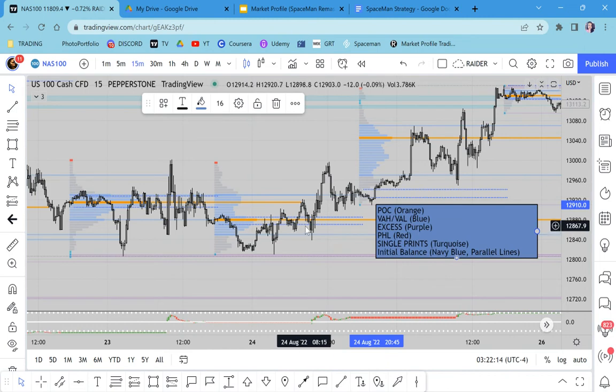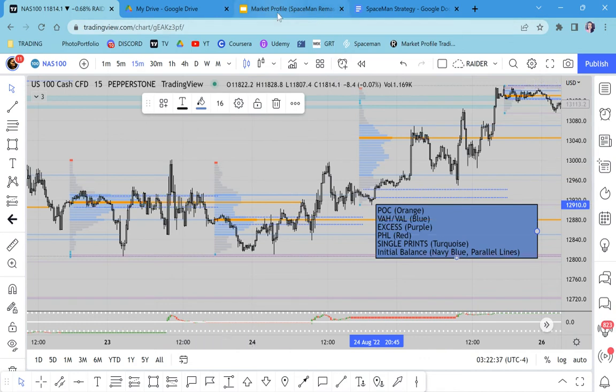We're going to look at the 23rd and the 24th. Yet again, here's value area high and low, POC. Here's the value area in the blue. Initial balance is the blue parallel lines. We have excess, that's the purple. We have a PHL over here. That's a poor high that we're looking at.